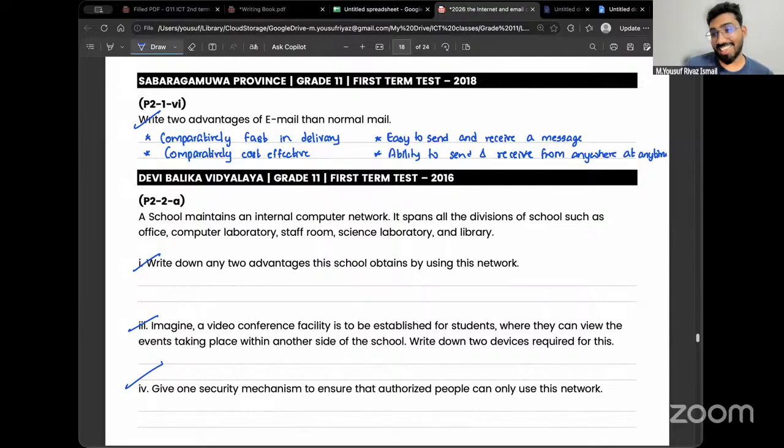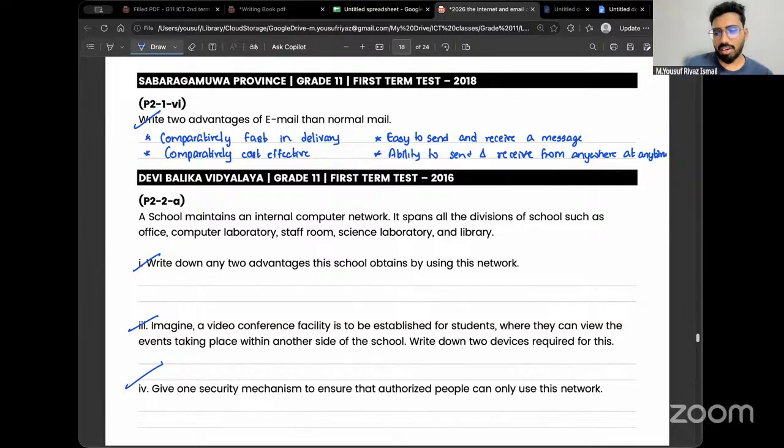Can we say higher chance of receiving the message? No, it's actually less chance. For example, if you send a post and the post does not go, you can actually go to the post office and check. But if an email doesn't go, where are you going to go and check? Did the post get returned? That's not a suitable answer.